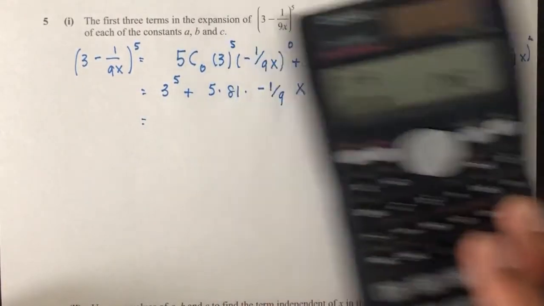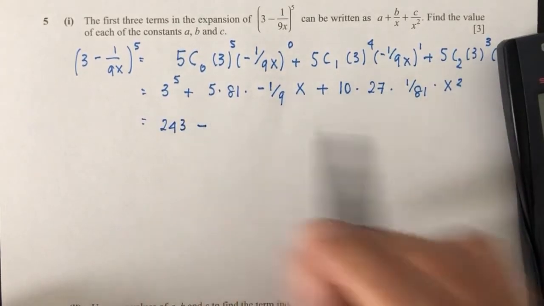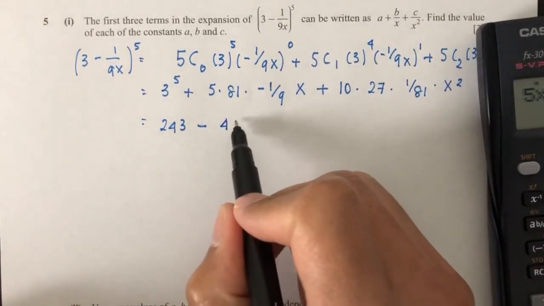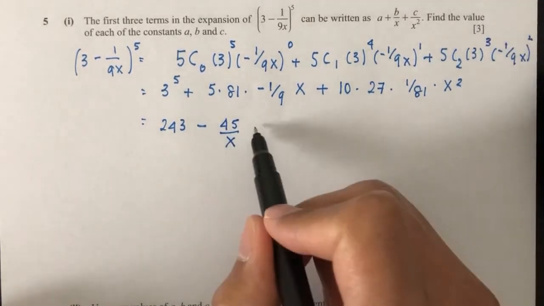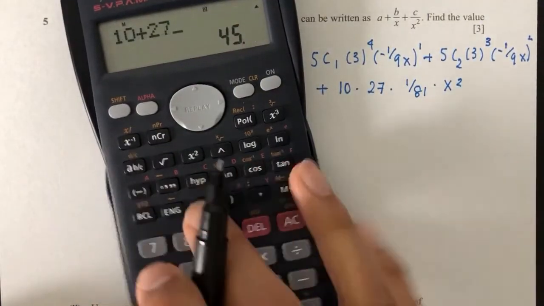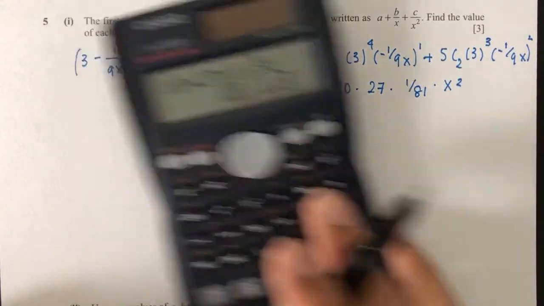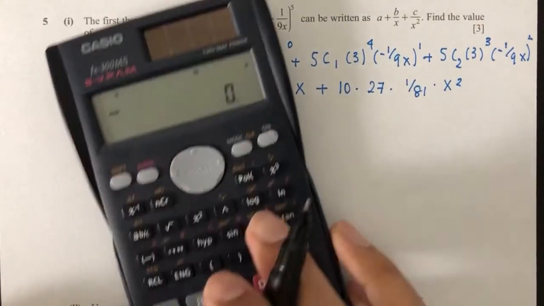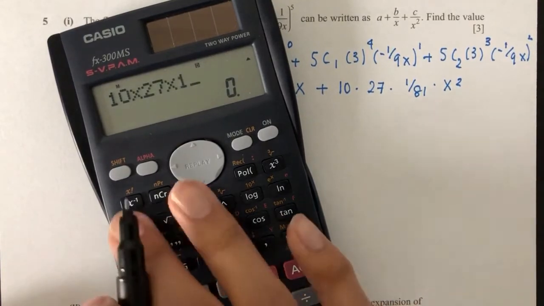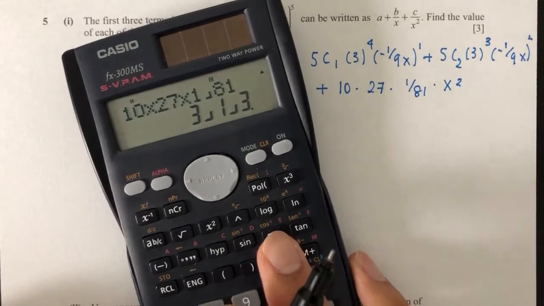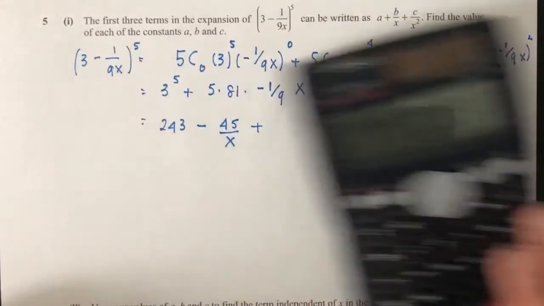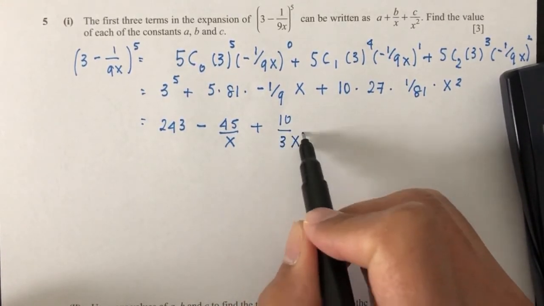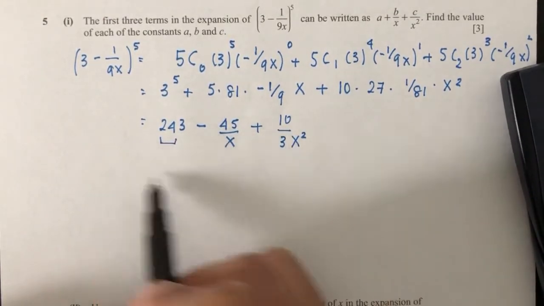So 3 power 5 will be 243, minus 5 times 81 times 1 over 9, which gives me minus 45 over x, plus 10 times 27 times 1 over 81. I made a mistake: that will be 3 1/3, and 3 1/3 is equal to 10 over 3x squared. This is the first 3 terms of this expansion.